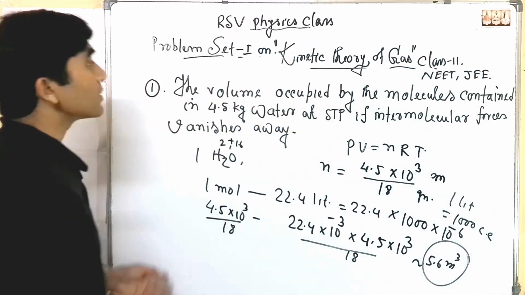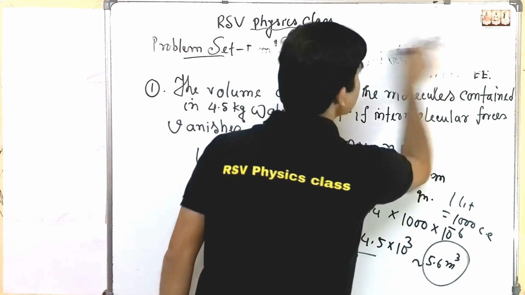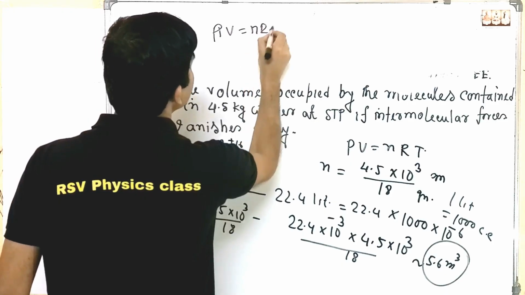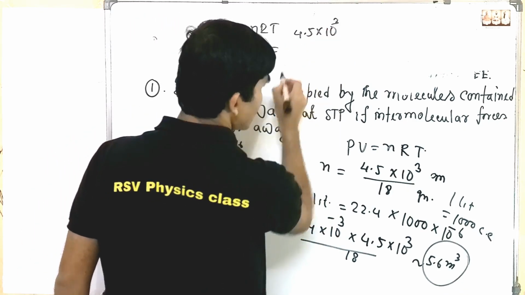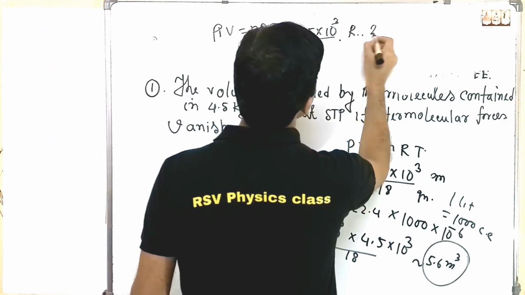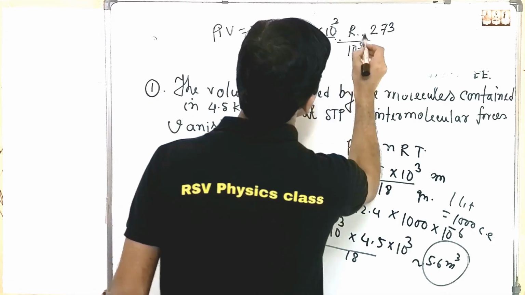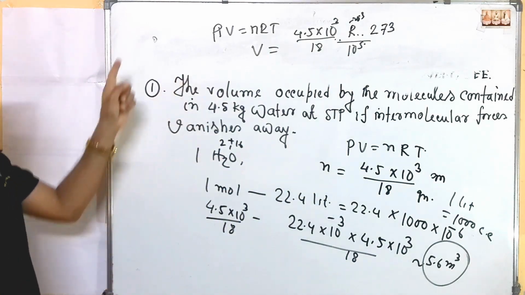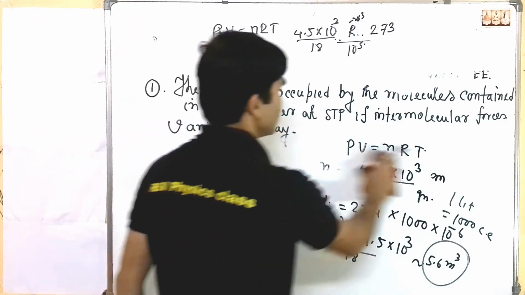At STP you can use 22.4 liters, but if it is not at STP, you cannot. So in the general approach you write PV equals nRT, so V equals nRT over P. Here n is 4.5 × 10^3 over 18, R is 8.3, temperature is 273, and pressure is 10^5 newton per meter square. This is the common general approach, and you have also learned this way in chemistry. So in both ways you can calculate it.